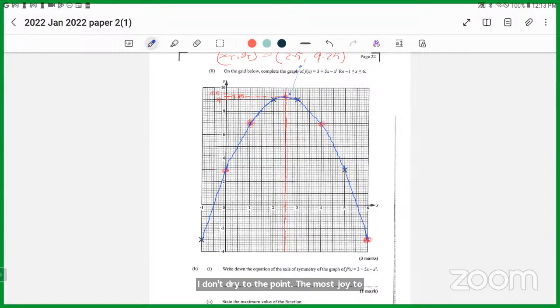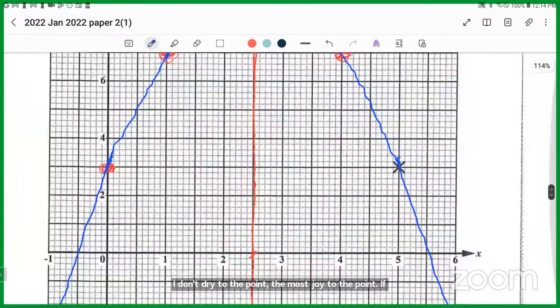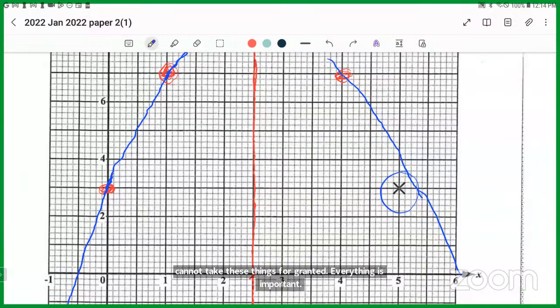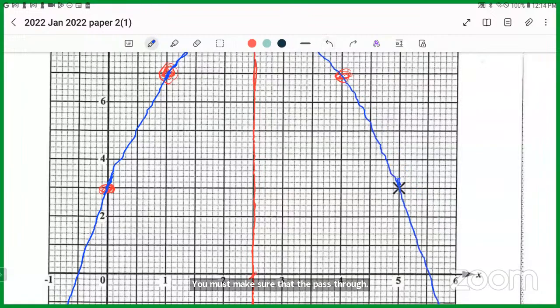If you go in the exam room and you're drawing this graph, and you draw this part of it like so, I make it pass over here and don't pass through this one, and then you go down. See, it's going to take off marks for you not allowing it to pass through that point. You cannot take these things for granted. Everything is important. The point is there, and the graph passes through the point for sure. You must make sure that it passes through. You must show it passing through. All right? Everybody good so far?